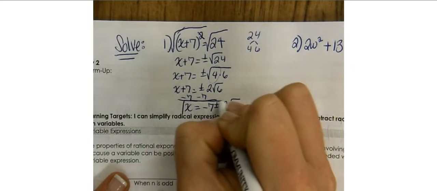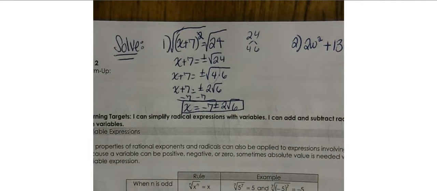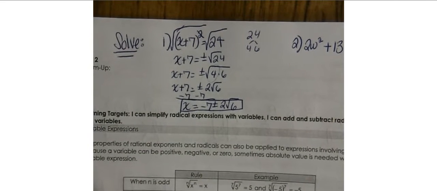And that is your answer. You do not need to simplify it any further, since the square root of 6 is something where we would be working with a decimal. Don't worry about it. We'll just leave it just like that.